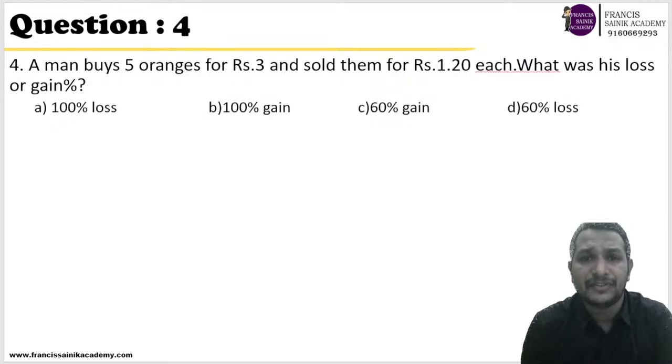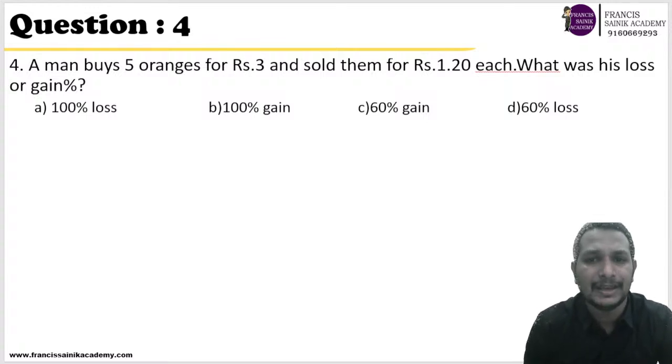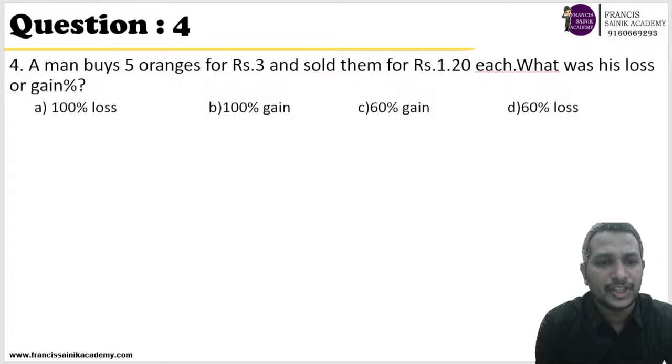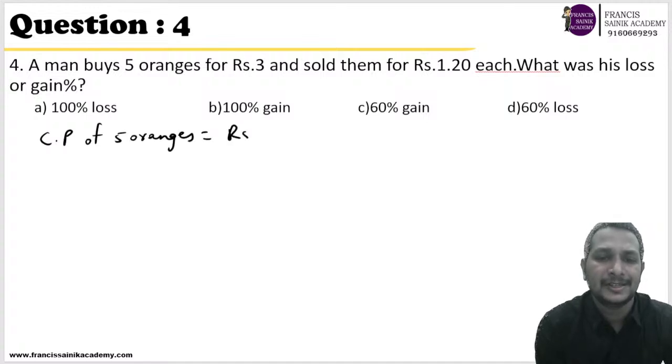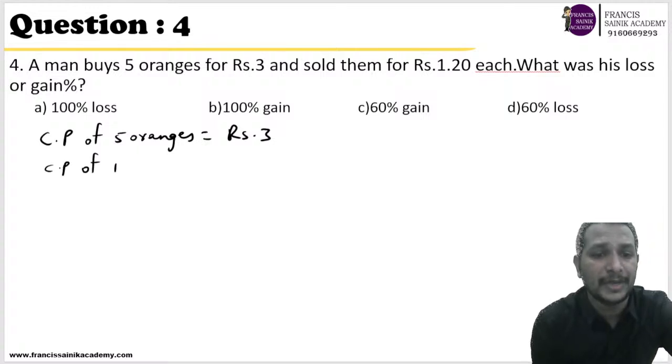Now coming to the next part. A man buys 5 oranges for rupees 3 and sells them for rupees 1.2 each. Buys means cost price. The cost price of 5 oranges is rupees 3. So what will the cost price of 1 orange be?